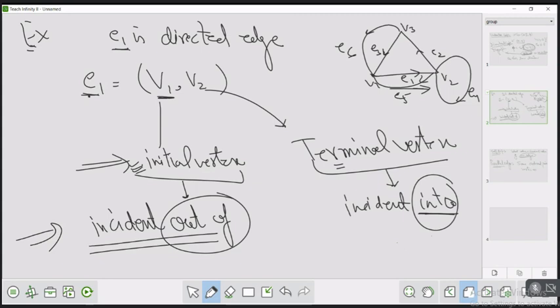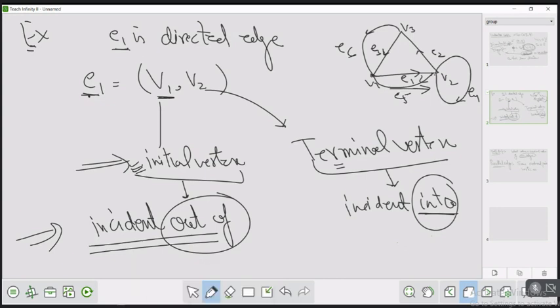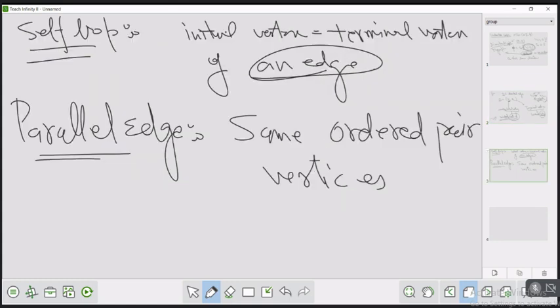For this edge, the initial vertex is V1 and the terminal vertex is V2, but for E5, the initial vertex is V1 and the terminal vertex is V2. Okay, so here due to the direction, it must be the same. Initial vertex and final vertex will be the same, means the direction of the pair of vertices, the direction of all the edges will be the same. Just the same ordered pair of vertices. Same ordered pair means same direction.